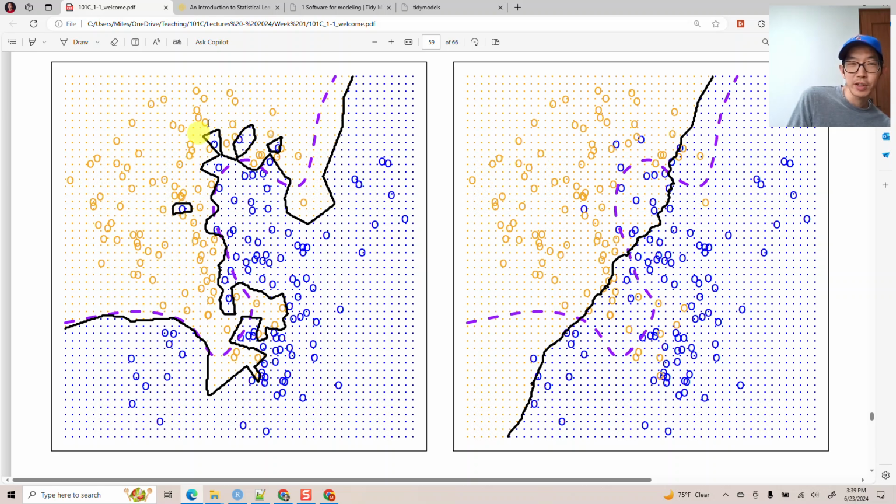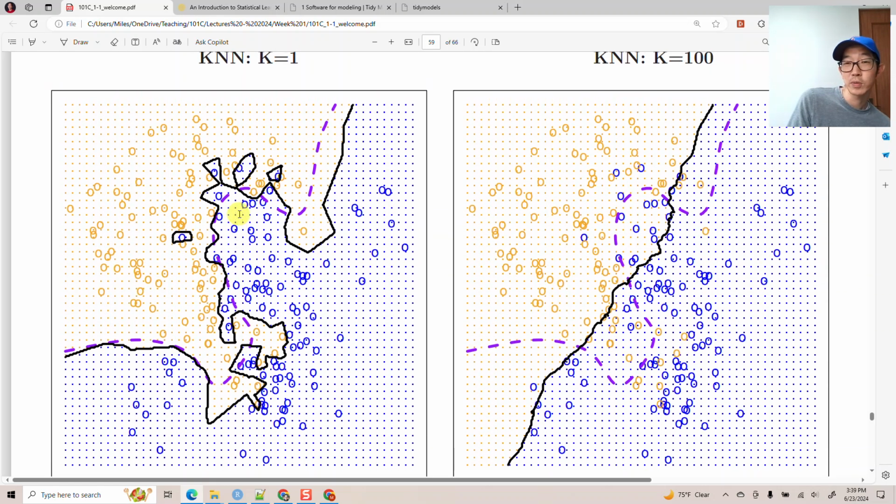And you have these little enclaves and exclaves, showing that this is high variance, it depends very much on the random data that was generated. High variance, low bias when you have k equal to 1.